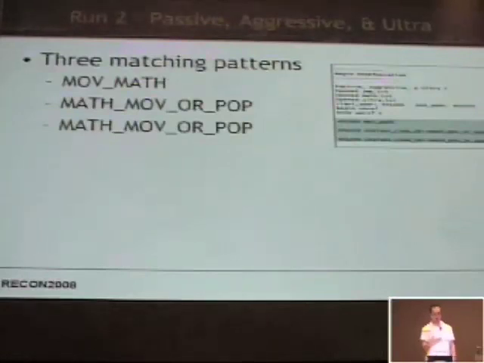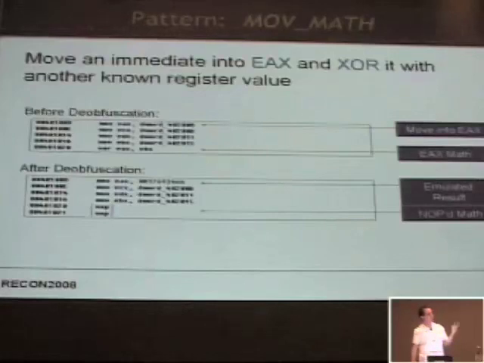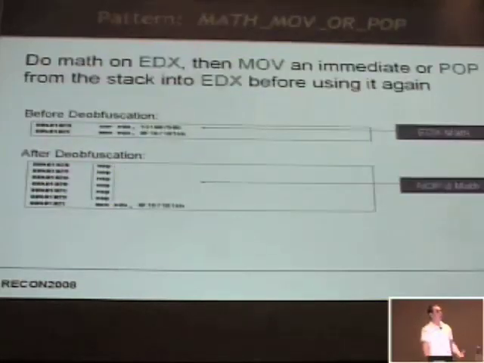The next run, we're going to run passive, aggressive, and ultra once we have gotten rid of our anti-disassembly. And we find a move math, or pop twice. So let's see what those are. We move an immediate into EAX, XOR it. And so we're just going to emulate that result and move it into EAX in the first place, and then no-op the math instruction. Move math or pop is kind of similar, except we can handle a couple cases here if a register is overwritten with another move instruction, or if something is popped off the stack into the register. It's a little bit more of a general pattern. So we get rid of the pointless instructions there and simplify it.